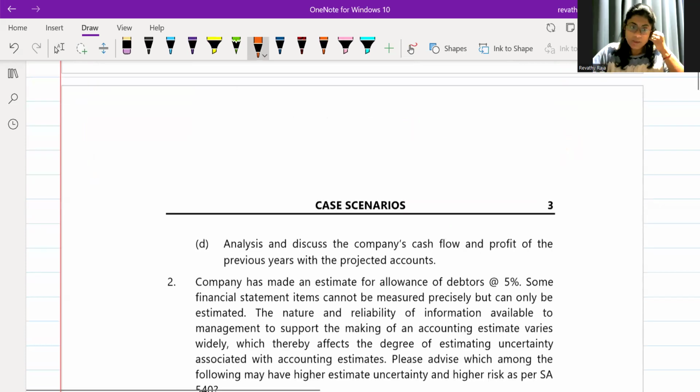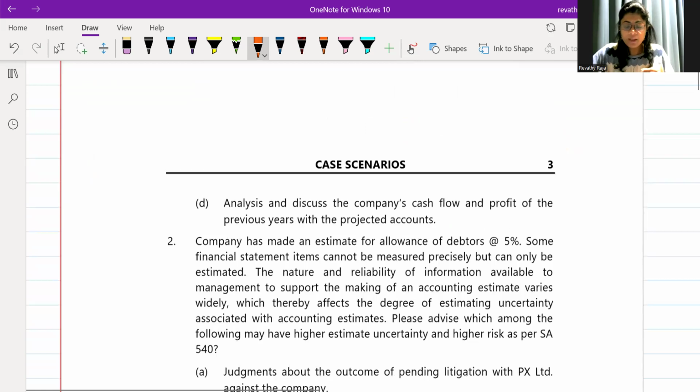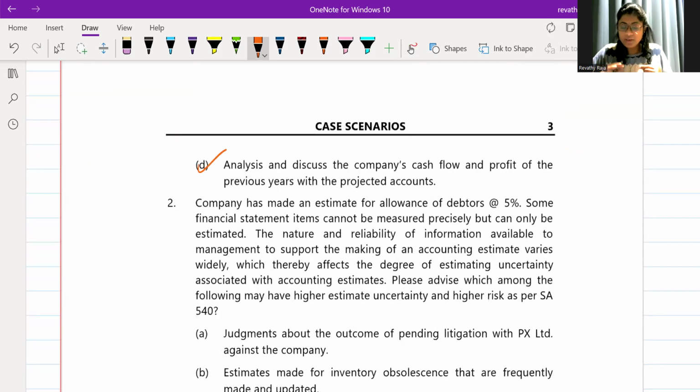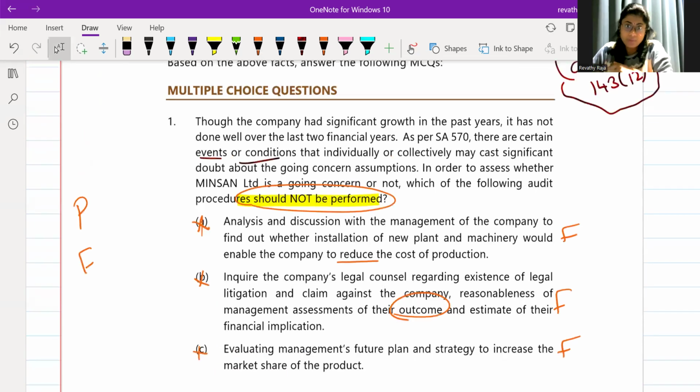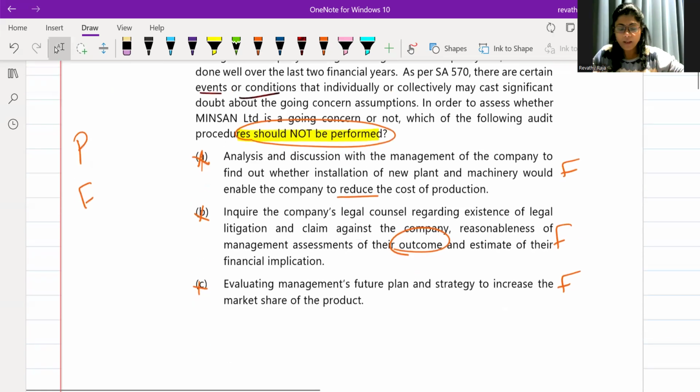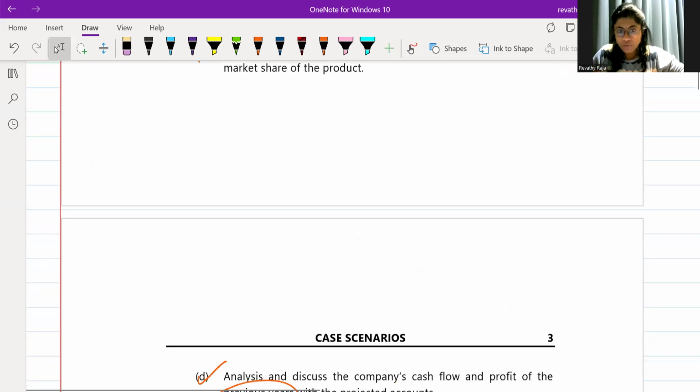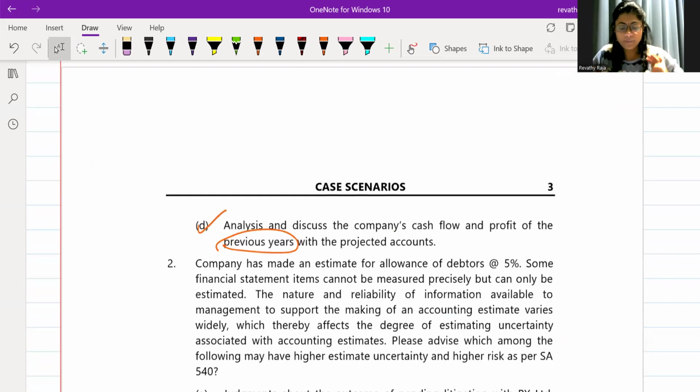So, ma'am, the answer should be D, but read and say why it is D. Analysis and discussion of company's cash flow and profit of previous year with the projected. See, there is no point in seeing the previous year. They are comparing projected, but mainly they are analyzing the previous year, which is past. What they want is whether the company will sustain in future. For that, there is no point in seeing the previous year. So out of the 4, this is the odd one.